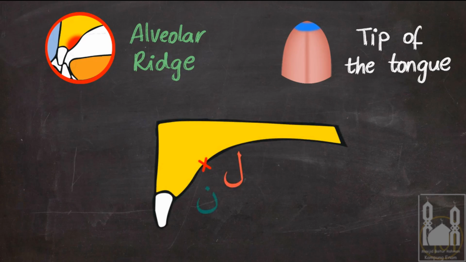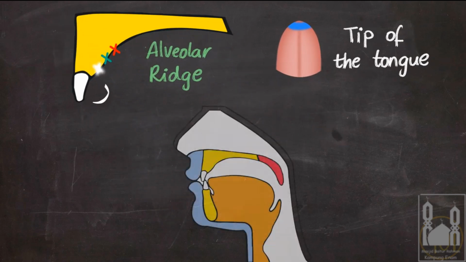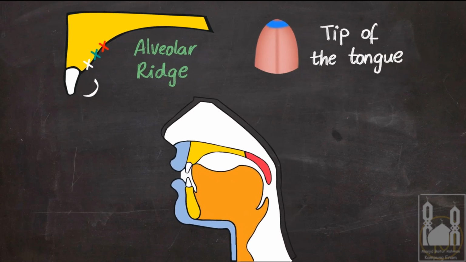We pronounce Noon from behind the Lam. So Noon is closer to the mouth opening than Lam. And we pronounce Ra from behind the Noon. So Ra is closer to the back of the upper front teeth than Noon. In other words, closer to the opening of the mouth. So they are not pronounced at the same Mahraj, but they are very close to each other. Noon is behind Lam and Ra is behind Noon. So, in that exact position, this much of the tongue makes contact with the alveolar ridge.